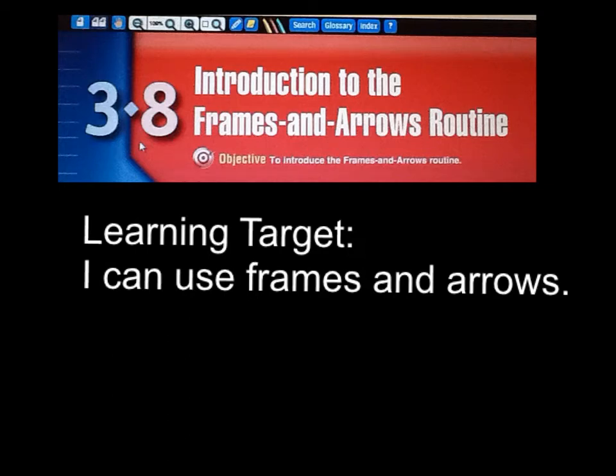Lesson 3.8, Introduction to the Frames and Arrows Routine. Our learning target for today is I can use frames and arrows.